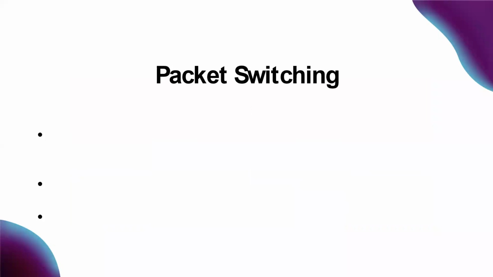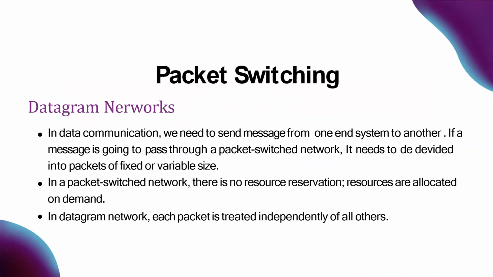First is packet switching, and in this, the datagram network. First we read the PPT line. In data communication, we need to send a message from one end system to another. If a message is going to pass through a packet switch network, it needs to be divided into packets of fixed or variable size.